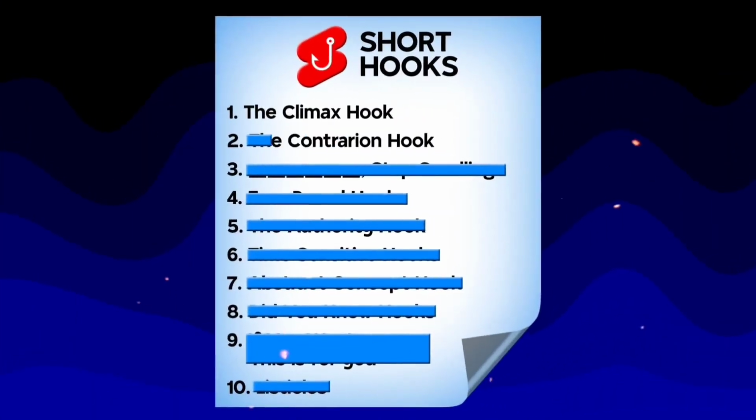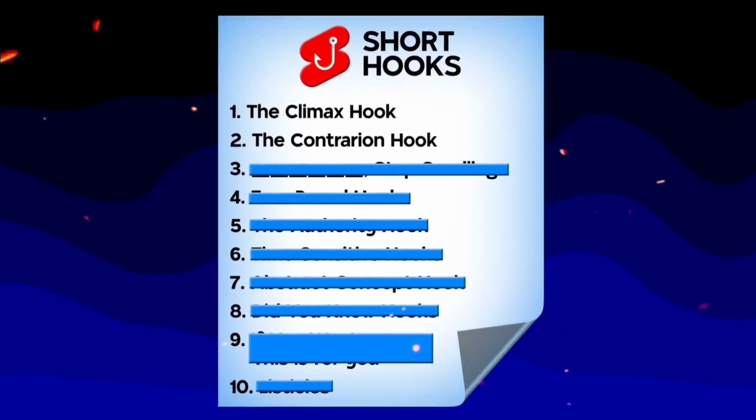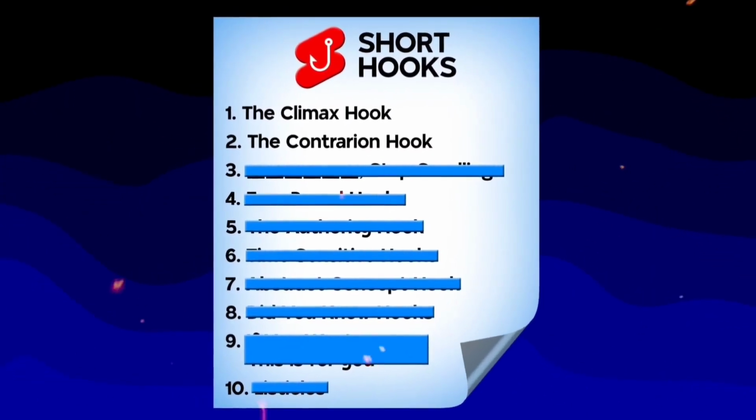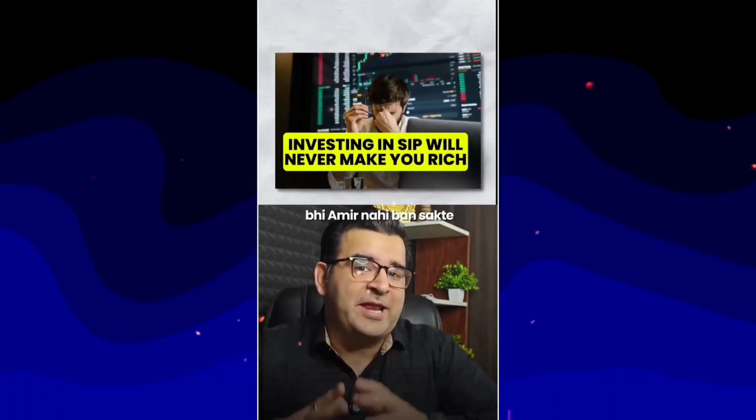Number 2, the contrarian hook is basically when you say something that contradicts one of the viewer's popular beliefs, and that way you can grab their attention in a second. For example, look at this. You can never truly become rich by doing a so-called hook sip.